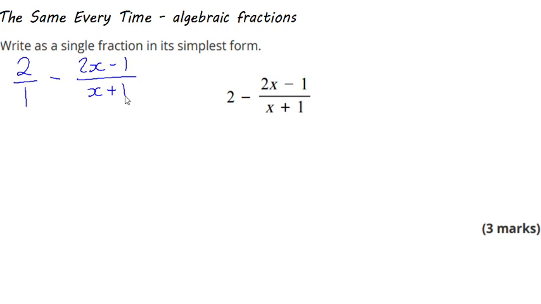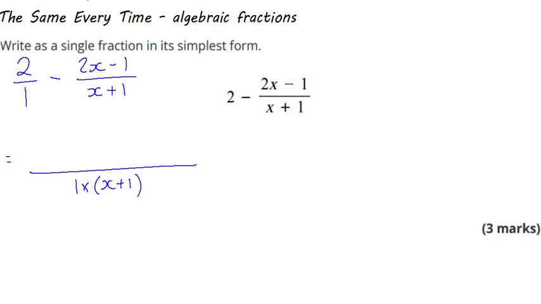Now the method is exactly the same as it was before, the same every time. So, the denominator 1 multiplied by x plus 1. Well, I'll write it in 1 multiplied by x plus 1 like that. And that denominator stays exactly like that. We don't really need to do anything with it.